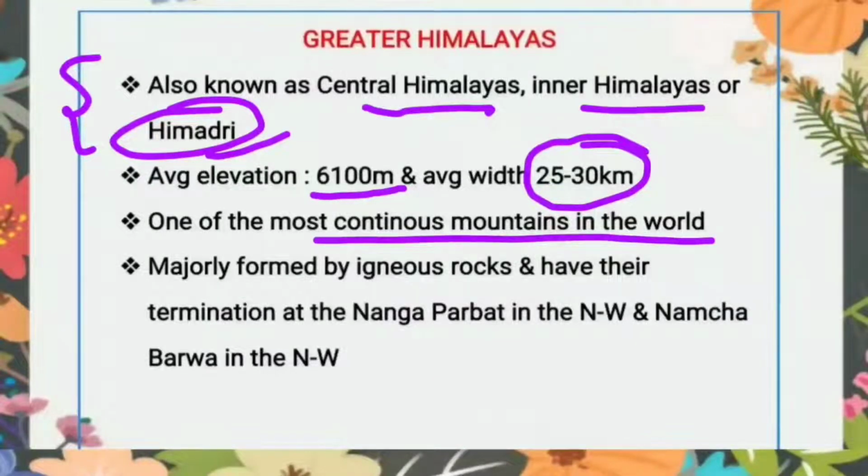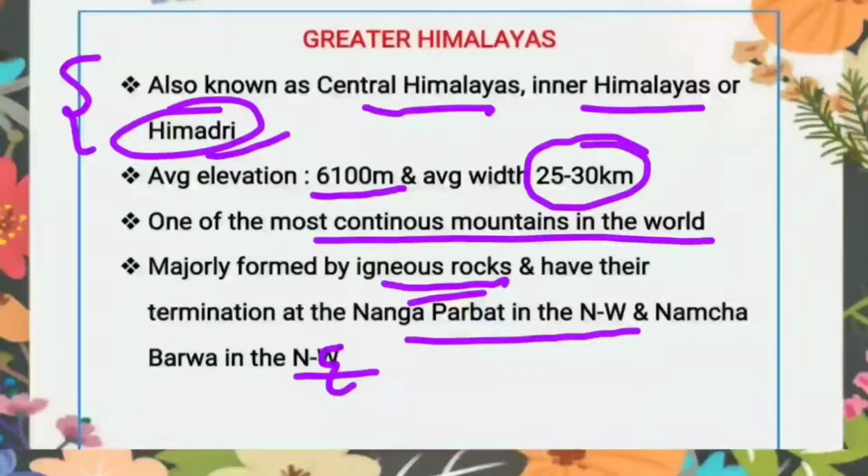They are continuous in the sense that there is mostly no break in that particular area. Majorly the rocks they are made up of are igneous, and they have their termination at the Nanga Parbat in the northwest and Namcha Barwa in the northeast. Sorry, this is in the northeast. So Nanga Parbat is in the northwest region and the Namcha Barwa in the northeast region, making the Greater Himalayas.